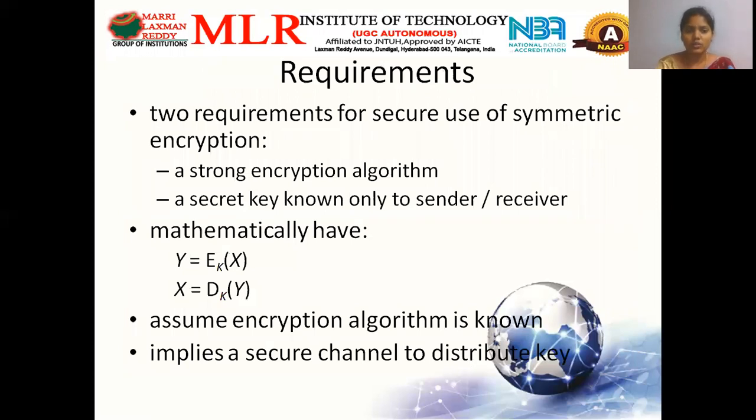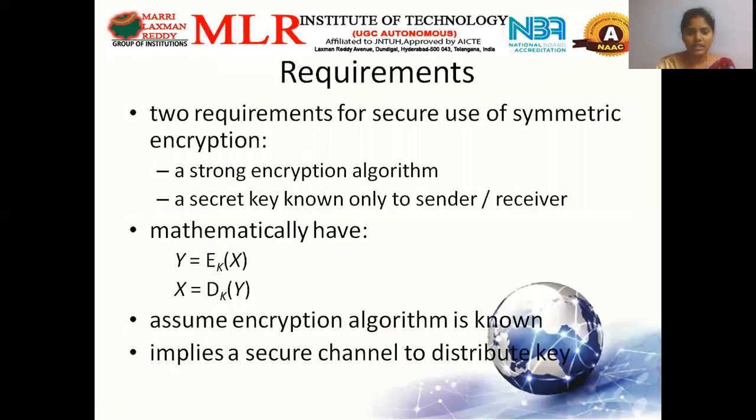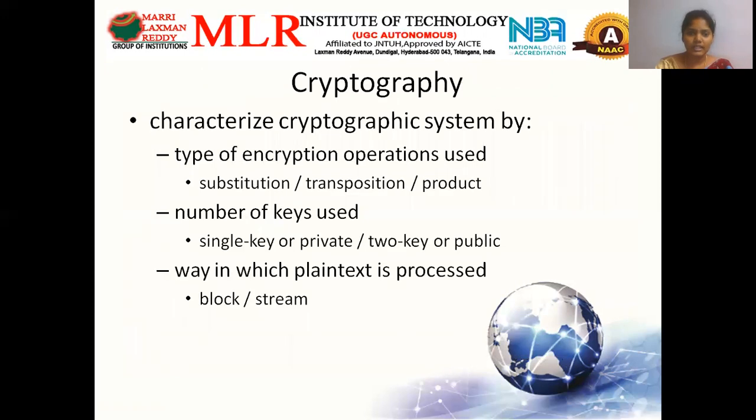Next, what are the two requirements for secure use of symmetric encryption? A strong encryption algorithm, and a secret key known only to sender and receiver. In this diagram, you must have a strong encryption algorithm and also a secret key which is known only to sender and receiver. Mathematically, it's like y is equal to encryption key of x, and x is equal to decryption key of y. We assume the encryption algorithm is known, which implies a secure channel to distribute the key.